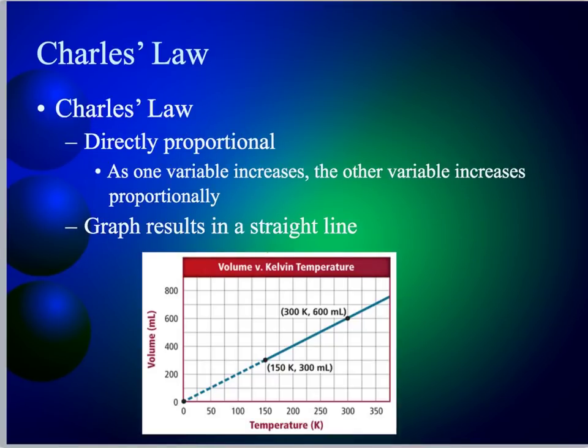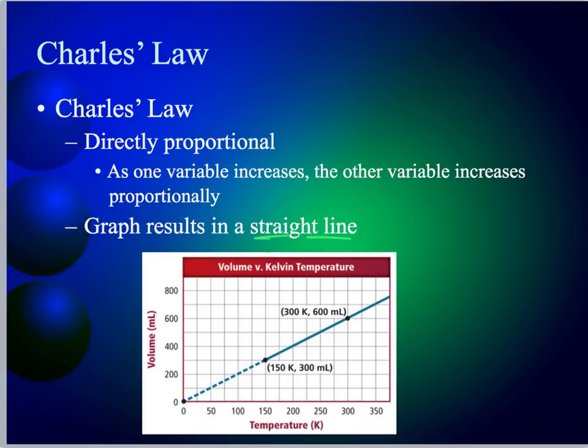So it says just a moment ago that Charles' law is directly proportional. As one variable goes up, the other variable increases proportionally. The graph here results in a straight line. So as before, where you had that downward sloping curve, what we are going to have here is a straight line. The graph starts at 150 Kelvin and goes upward, saying that it would take up 300 milliliters, and at 300 Kelvin it would take up 600 milliliters. If you went up to 450, it'd be 900 milliliters.